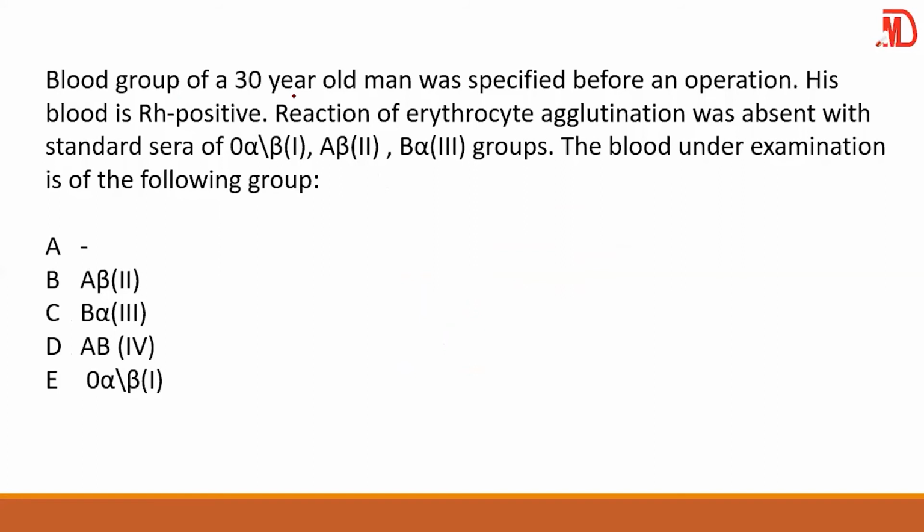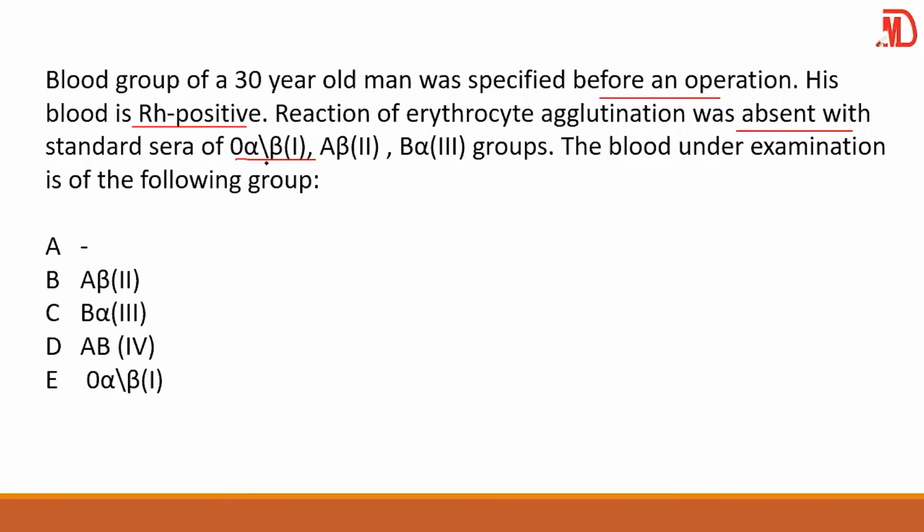We have the blood group of a 30-year-old man specified before an operation. He is rhesus positive. I told you guys that most of the human beings on this planet are positive, except a handful of them. If you're a lady, it's very dangerous to some extent because your child can be affected if care is not taken. But now it's no more a cause for alarm because we have the antidote. Again, the reaction of erythrocyte agglutination was absent with standard O.